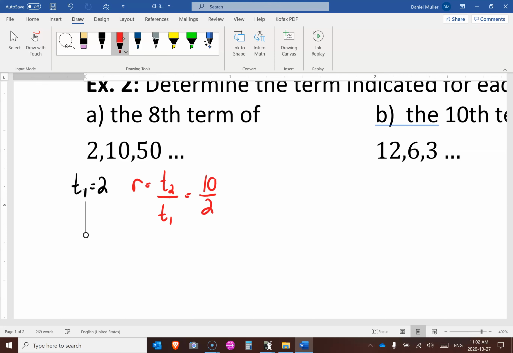Now, it doesn't have to be those ones. It could be term 3 divided by term 2. Sometimes it's easier, but generally we just do the first two. 10 over 2 is 5. The number of terms, n, is 8. So our formula: Tn is equal to T1 times R to the power of n minus 1.